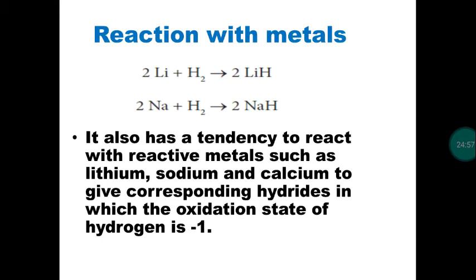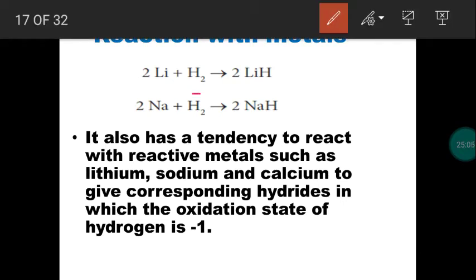Third reaction. Hydrogen combines with metal, it forms metal hydrides. Right? Take hydrogen, it combines with metals like lithium as well as sodium, it produces metal hydrides, lithium hydride and sodium hydride. These are very good reducing agents. Metal hydrides are always very good reducing agents.